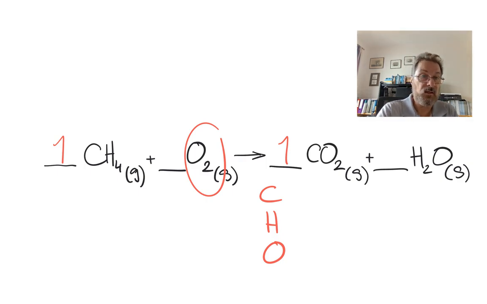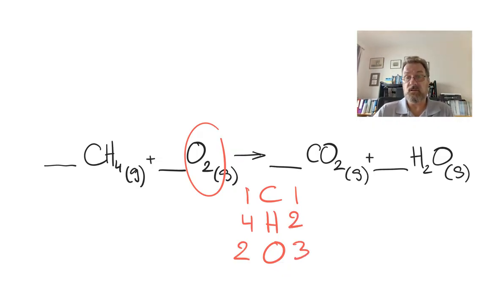let's restart this, and we just look at this from the point of view of what we have to start with. We have 1 carbon on the left, we have 1 carbon on the right, we have 4 hydrogens on the left, and we start off with 2 on the right, and we have 2 oxygens and 3, so not really balanced.